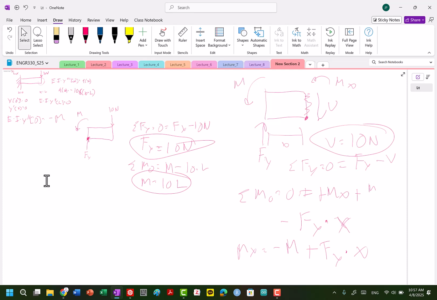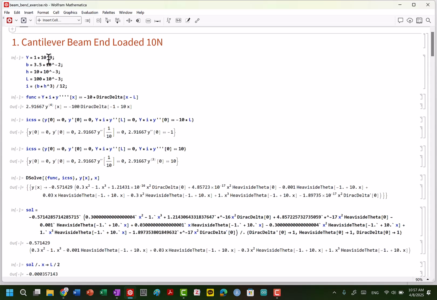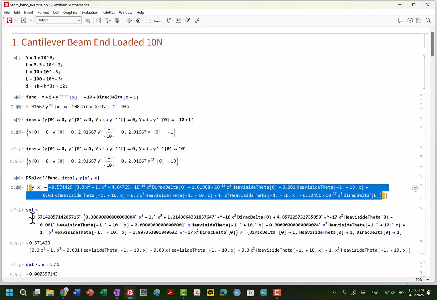So I can now plug in both of those conditions. I'm doing a polymer beam. It has this dimension here, this dimension here. I can shift enter, minus 10 Dirac delta. I have my initial conditions, and I've solved it here both ways, for the moment and for the shear moment diagram. So I can set those initial conditions. I'm going to copy and paste in the solution here.